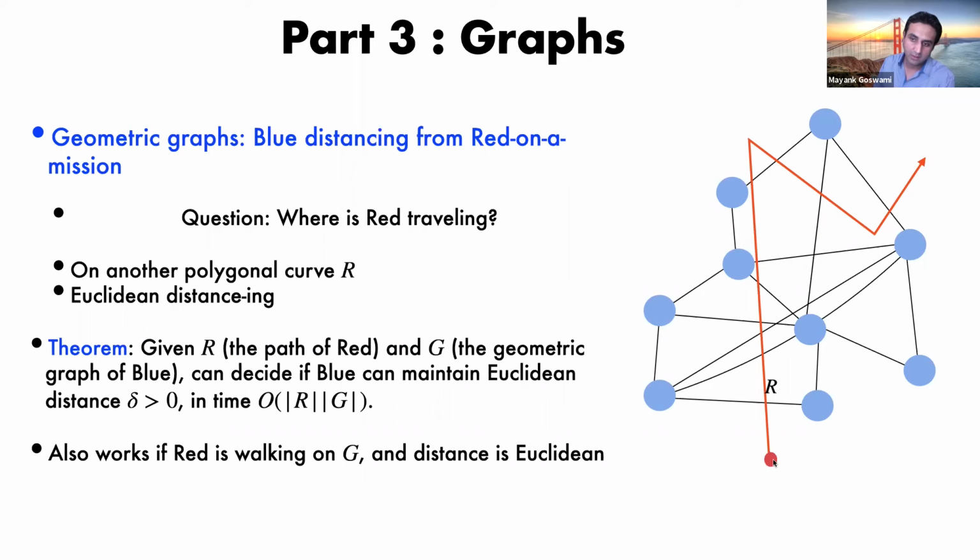If red is traveling on some other polygonal curve, then the only version of distance we can talk between red and blue is the Euclidean distance. And in that setting, we can again decide in basically quadratic time, so size of the graph times size of red path, whether blue can stay delta away from red. If red is walking on the graph, then you can not only talk about the Euclidean distance between red and blue, but you can also talk about the geodesic distance between red and blue. Geodesic distance on the graph. And this result that I stated also works if red is walking on the graph and the distance is Euclidean.